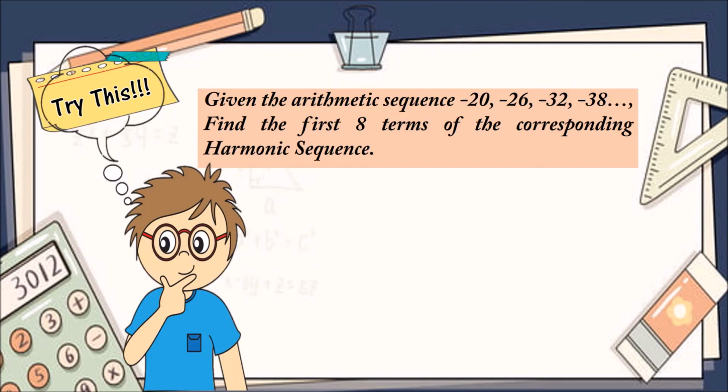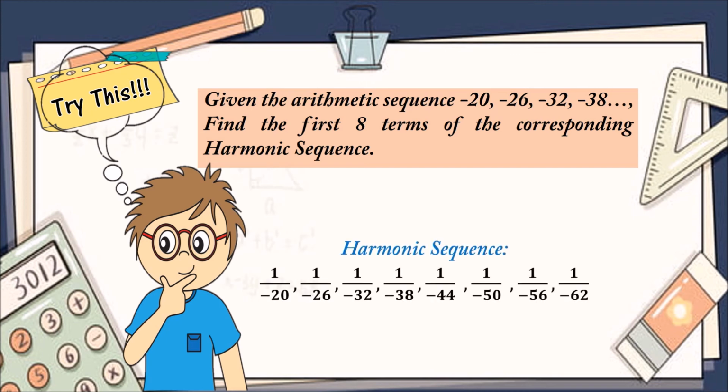Try mo nga sagutan to. Given the arithmetic sequence -20, -26, -32, and -38, find the first 8 terms of the corresponding harmonic sequence. You can do it, math angels! Do we have the same answer? Alam kong tama ka! Congrats!